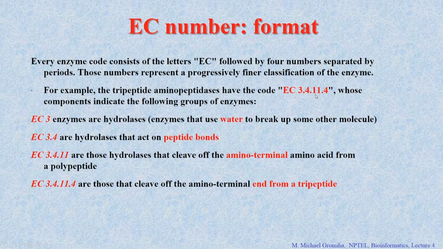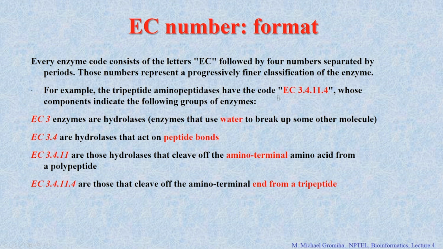Now, when they classify these enzymes, the database gives 4 different numbers. This is called the enzyme commission number, and it has 4 numbers separated by dots. For example, here I mentioned EC 3.4.11.4. Each number and each classification has a meaning. If you see this one, EC 3.4.11.4, it stands for a specific type of enzyme.